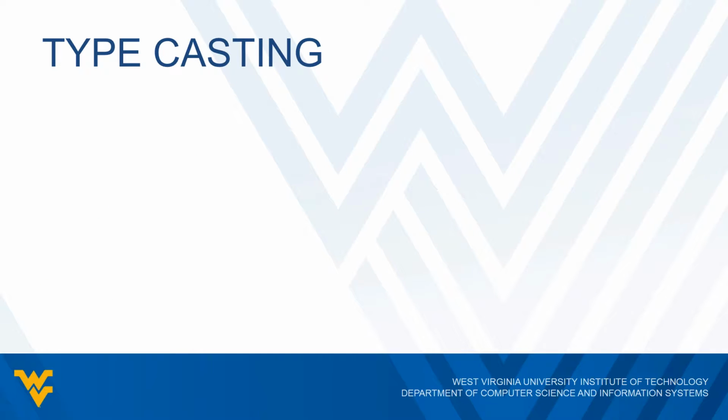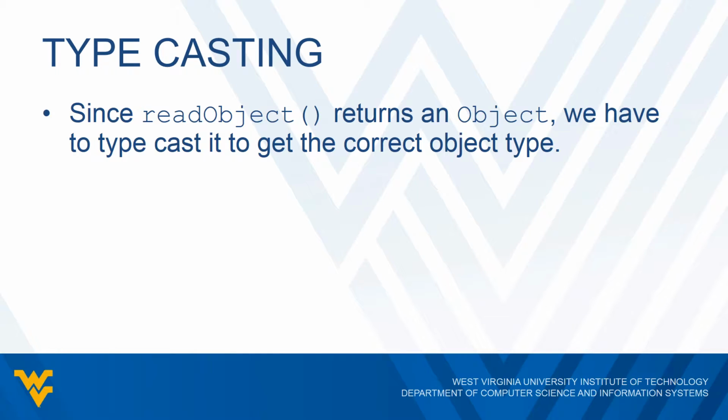There is one issue with the readObject method that's worth mentioning. If you notice in the last slide, it actually returns an object. So we take the data and we have that object and it's stored in some object class. That may not be the actual correct class. So we have to typecast it in order to get the correct object type.